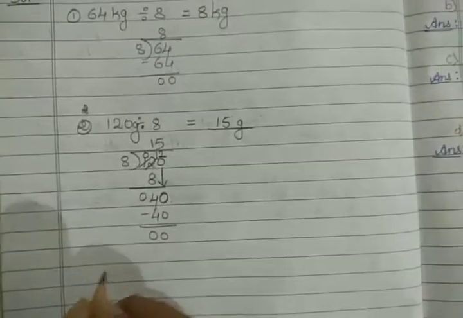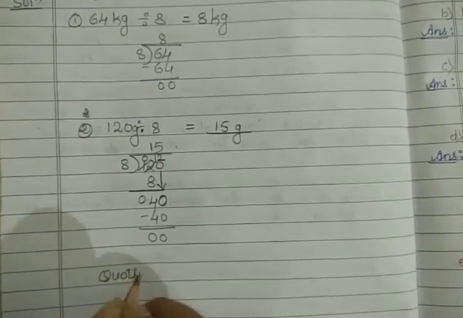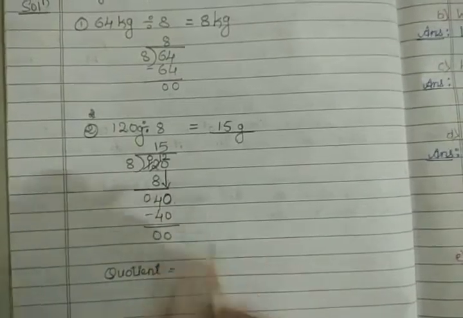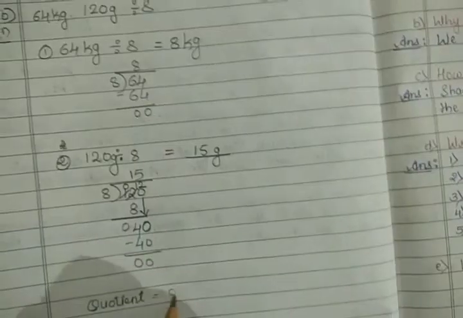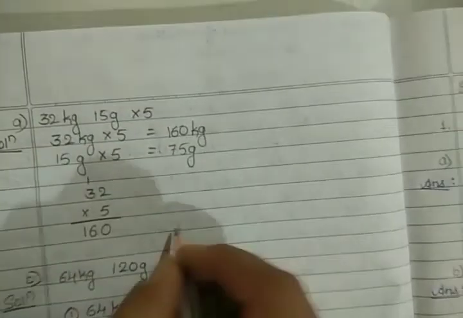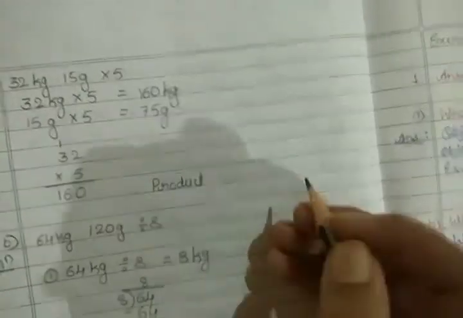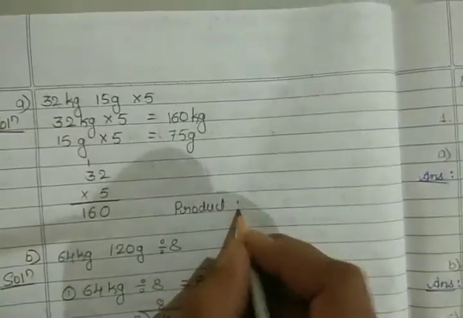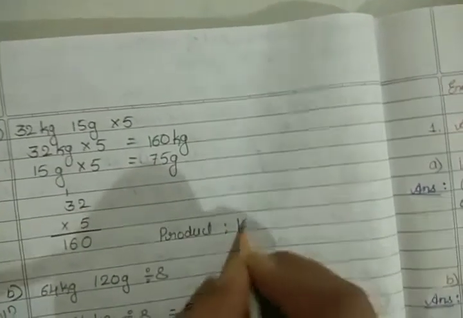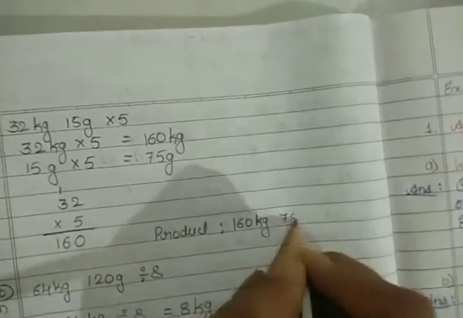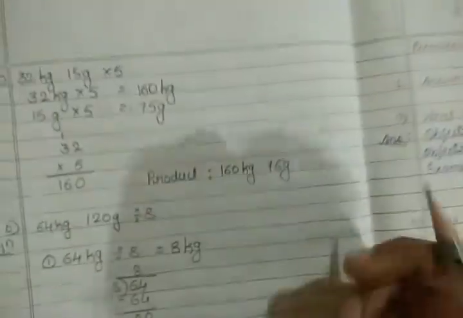Yes. So write here quotient is equal to kg first, 8 kg and 15 gram. Okay, 8 kg 15 gram. Children, in the multiplication, here also we need to write the product. We use product for multiplication and quotient or answer for division. Okay, product first kg, 160 kg 75 grams. Okay, we need to write like this.